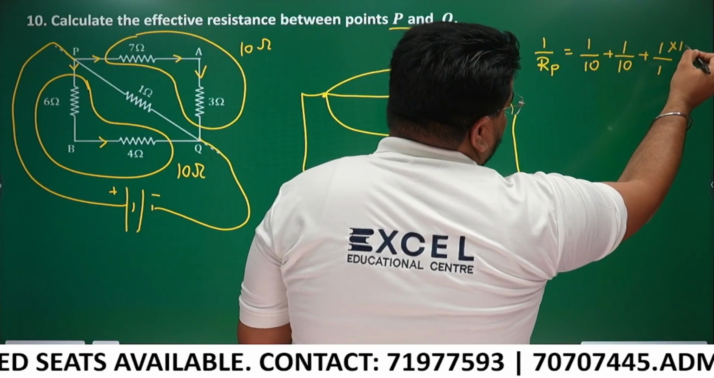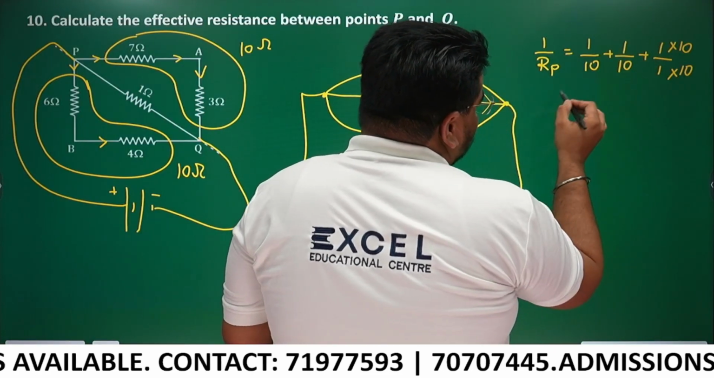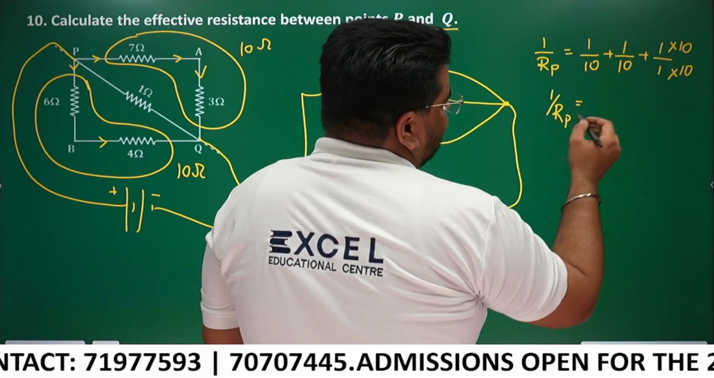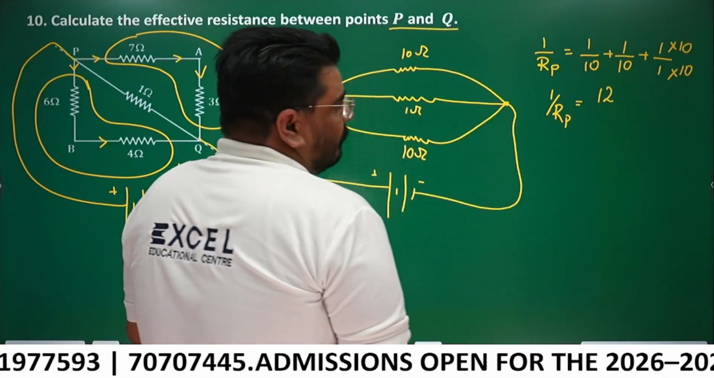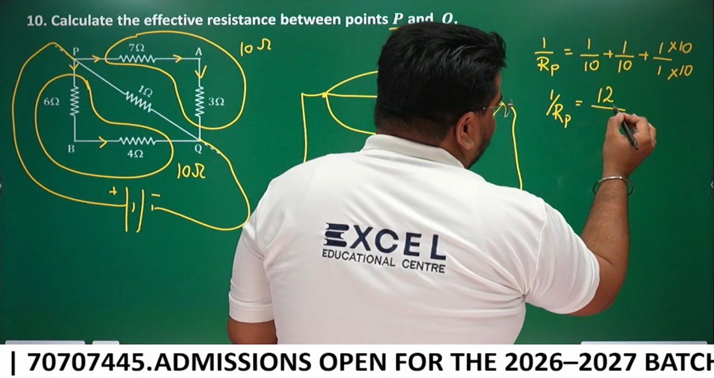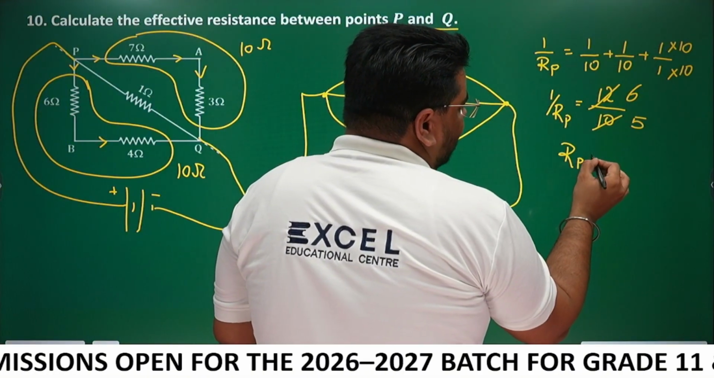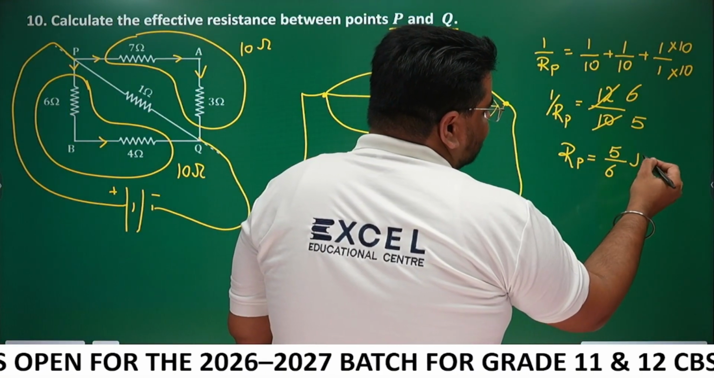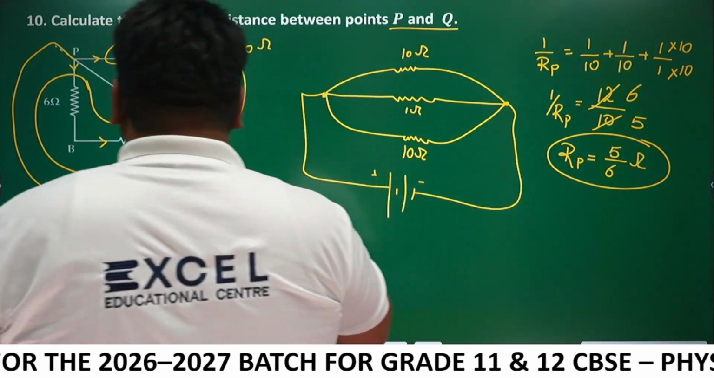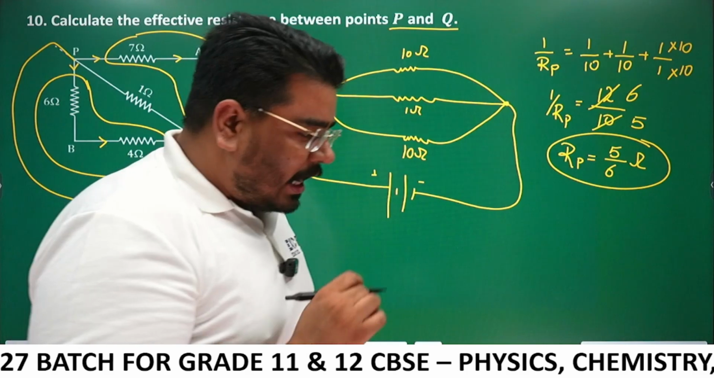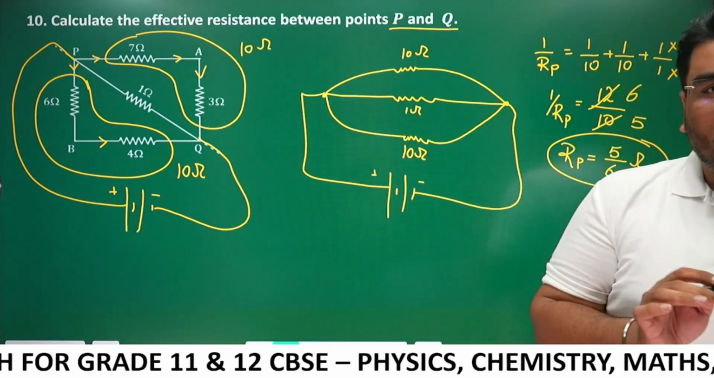Take the LCM 10. We can get from here that 1 by Rp will be equal to 1 plus 1 plus 10. That will be, my friend, 12. Right? Divided by 10, cancel it out, 6 by 5. Rp is coming out as 5 by 6 ohm. Check it out. 5 by 6 ohm is the equivalent resistance across your PQ points.